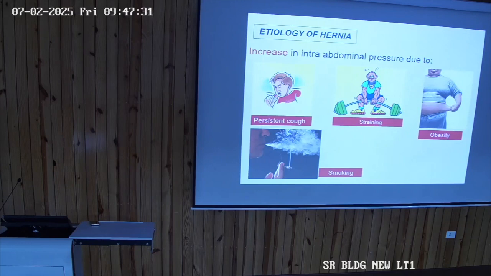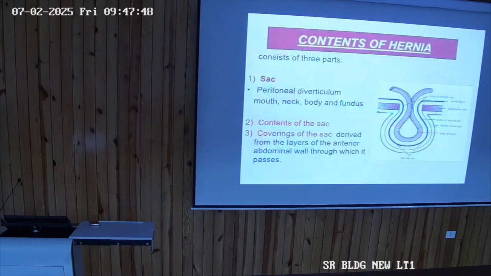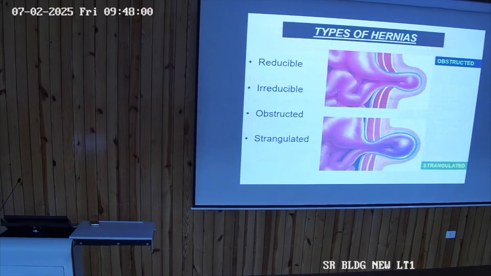There is raised intra-abdominal pressure. Those people who carry heavy weights usually are more prone to develop the hernia. So there is straining of the abdominal muscle, and there must be weakening of the anterior abdominal wall. So that leads to it. What are the contents? There is a peritoneal diverticulum, and the coverings of the sac will be present in that. Hernia can be reducible, irreducible, obstructed and strangulated.